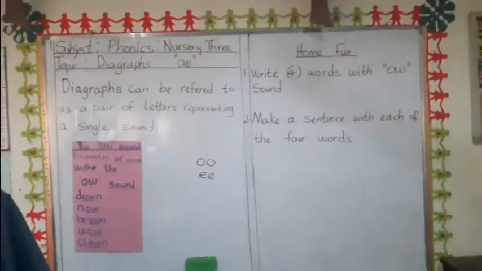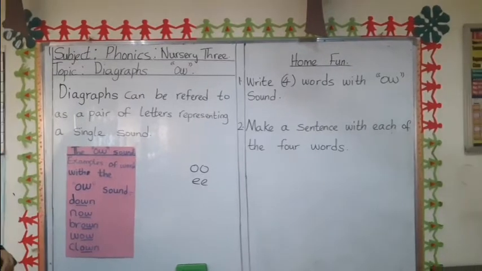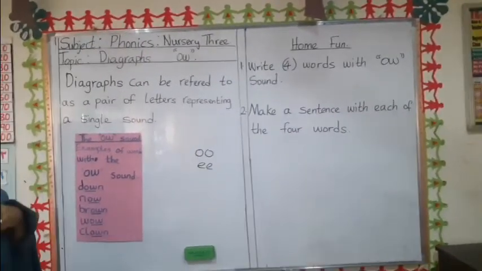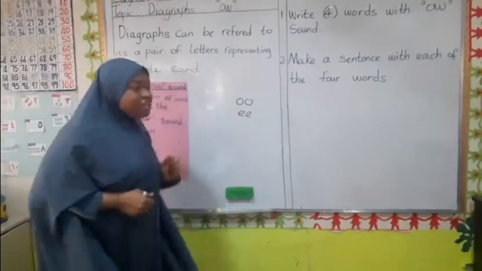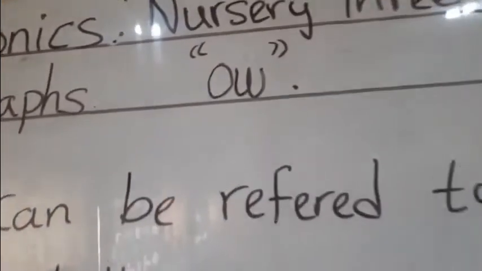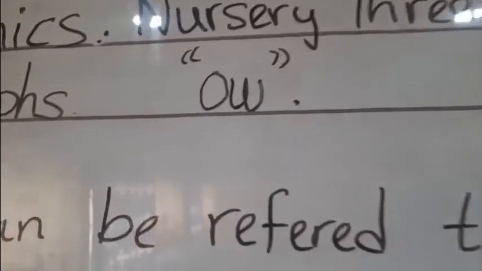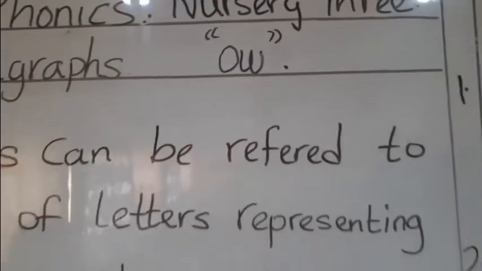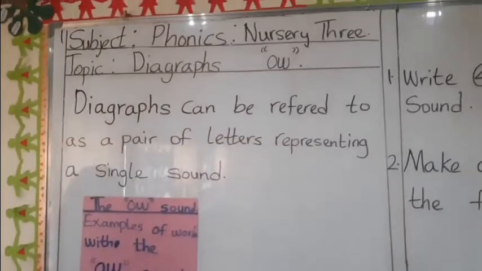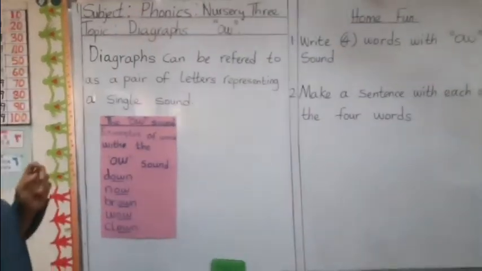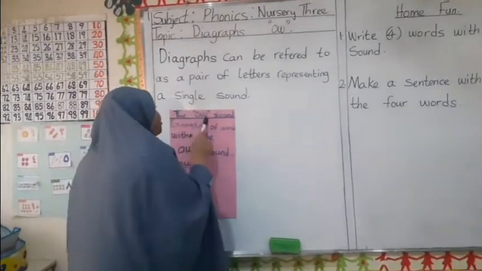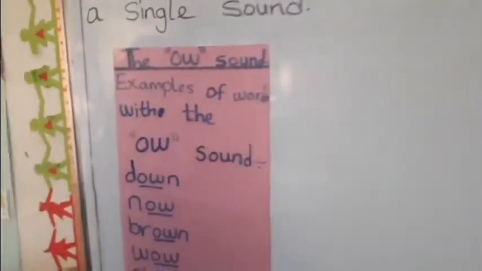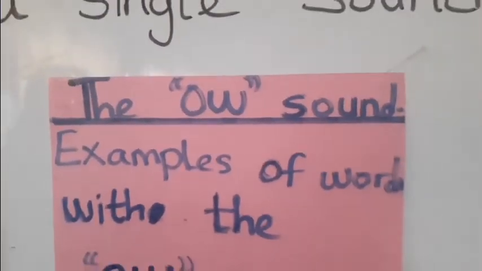So let's quickly go into the digraph we are treating today. It's a very interesting digraph because it has to do with our gestures, so many things we do. We tend to pronounce this sound, but we don't know this is what it represents. Mashallah. So today, if you look at this sound, you will discover that we have a vowel and a consonant coming together to represent one sound. Two letters coming together to represent one sound. Which is the letter O and letter W. Mashallah.